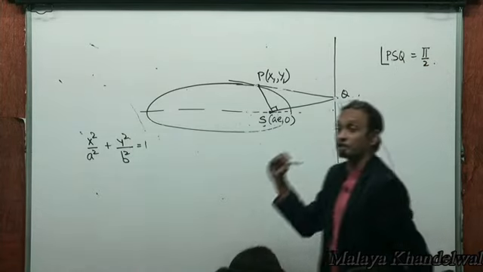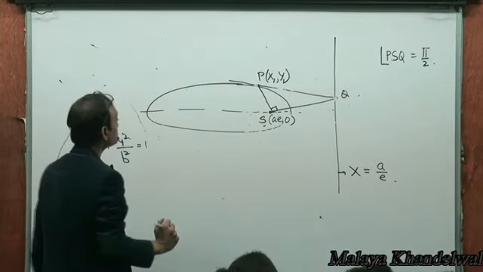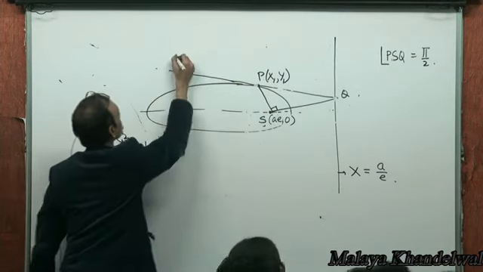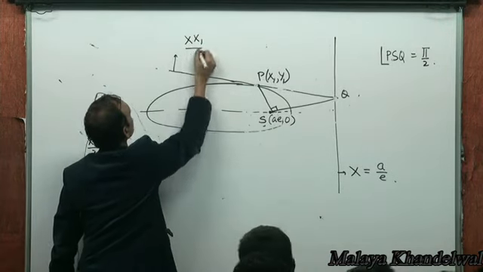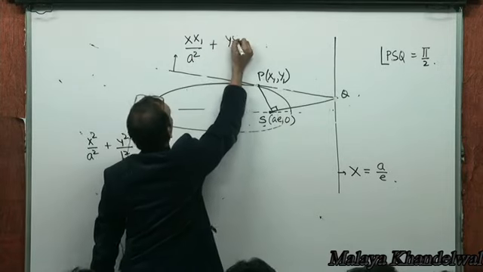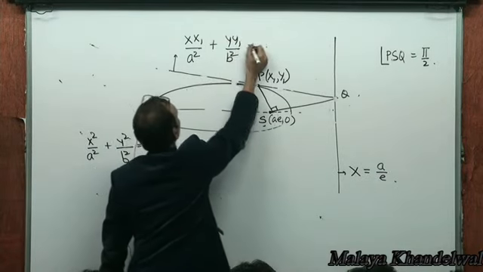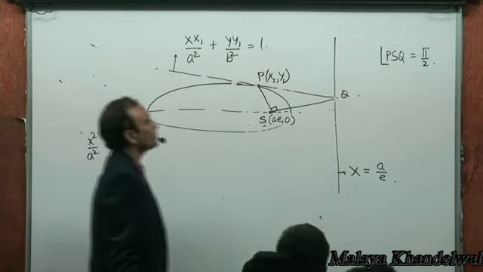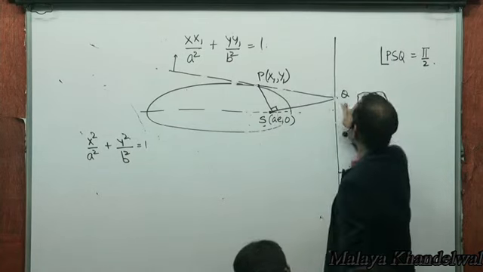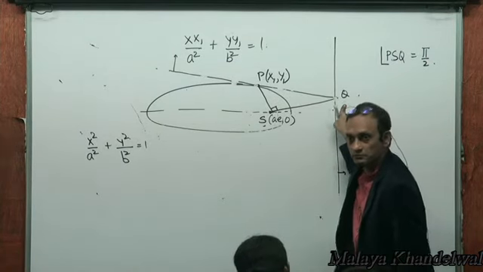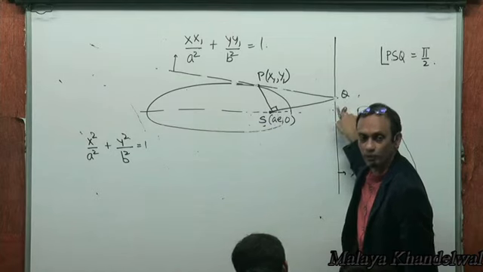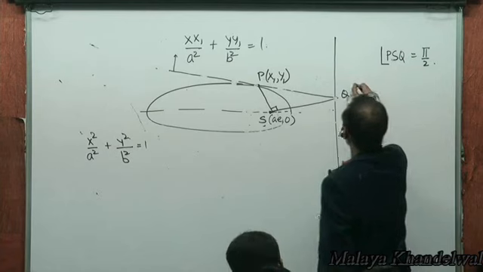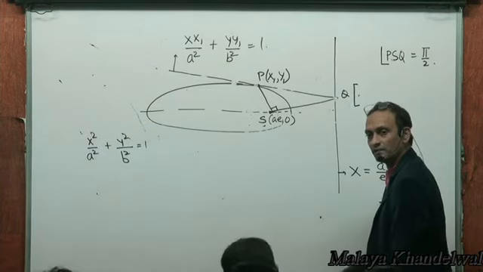Easy to prove proposition actually. No rocket science here. See, this is the tangent. Its equation is going to be xx1 by a squared plus yy1 by b squared equal to 1, right? That's the equation of the tangent. Now I can find the point Q, the intersection of this tangent with the directrix, the line x equal to a by e, right? Now what's the x coordinate of Q? a by e, right?